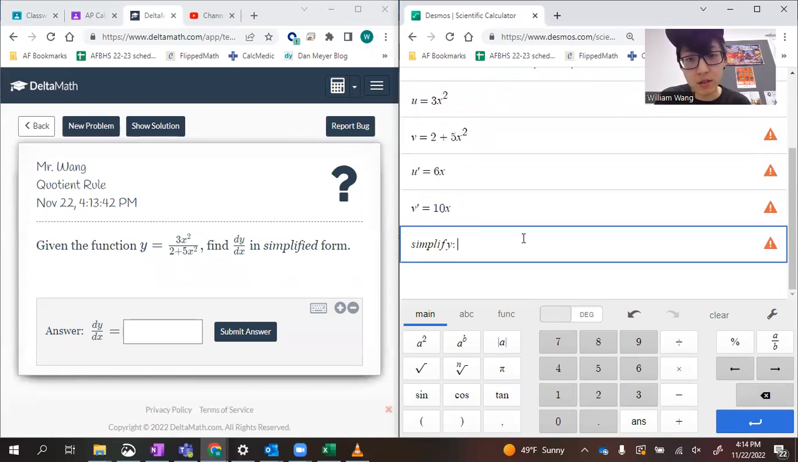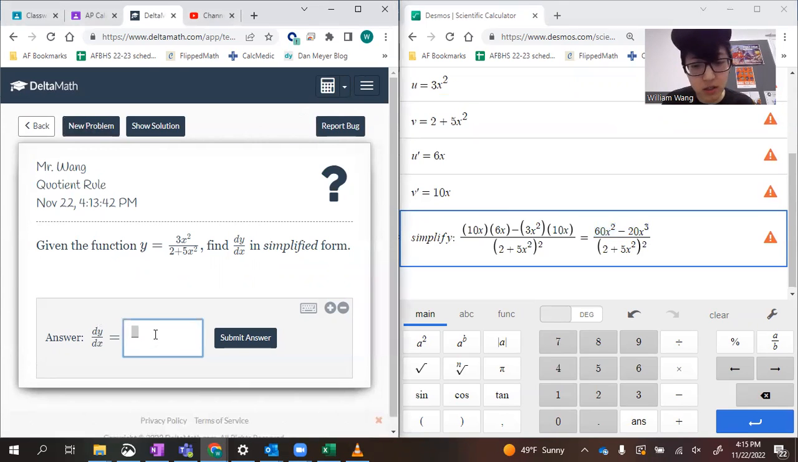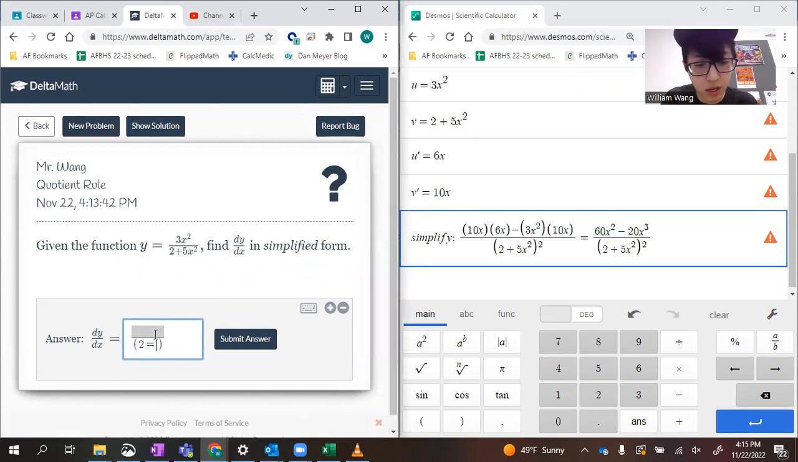Now I just have to simplify this. Denominator looks pretty simplified already. The numerator, though, let's multiply this out. 10x times 6x, that's going to be 60x squared. Cool. Minus 3x squared times 10x, that's 30x to the third, right? Cool. I can't really cancel anything out. Let me confirm this is right. Yeah, I think that's all I can simplify to. So this one's sort of easier. You just simplify as much as you can.